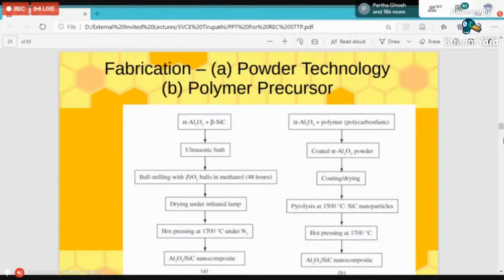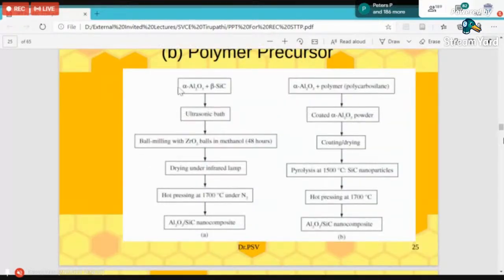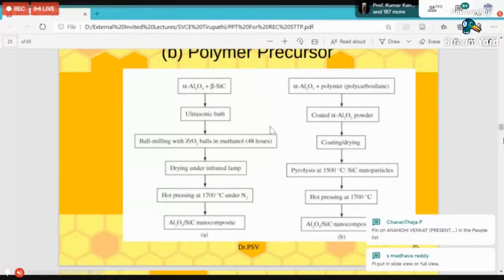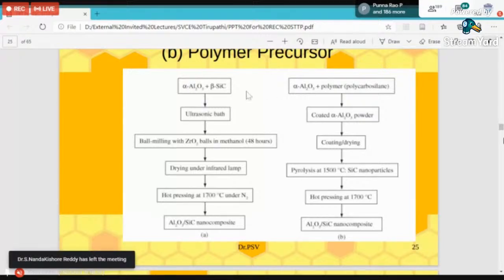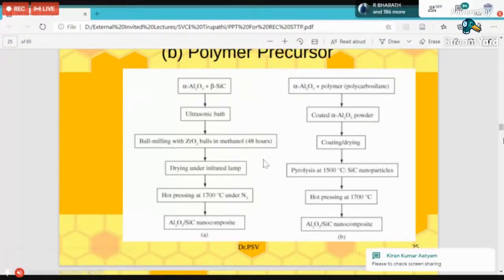Here, two types of techniques are used. If you want to make a nanoparticle mixed with this, say you are mixing aluminium oxide and silicon carbide and you want to get a nanocomposite, how will you make these two together? You have to make nanoparticles of the aluminium oxide, then make the silicon carbide nanoparticles, and a pre-defined process has to be adopted in order to make an aluminium oxide infused silicon carbide nanocomposite. This will have a greater application.